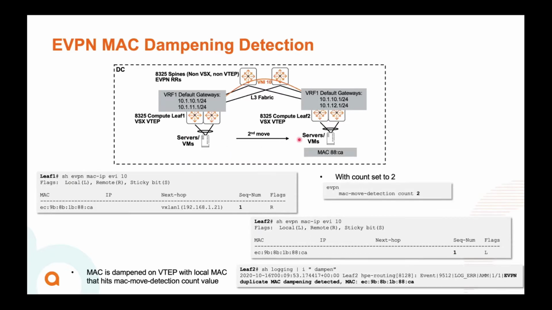if it moves again, and if we set the MAC count to 2, what happens is leaf 2 will hit the count. It will not increment it, but you have a log, duplicate MAC detected, right? So it actually hit the count, and the sequence number just stays as 1. So you actually hit the count, and it will not advertise it out. So that's what's happened.